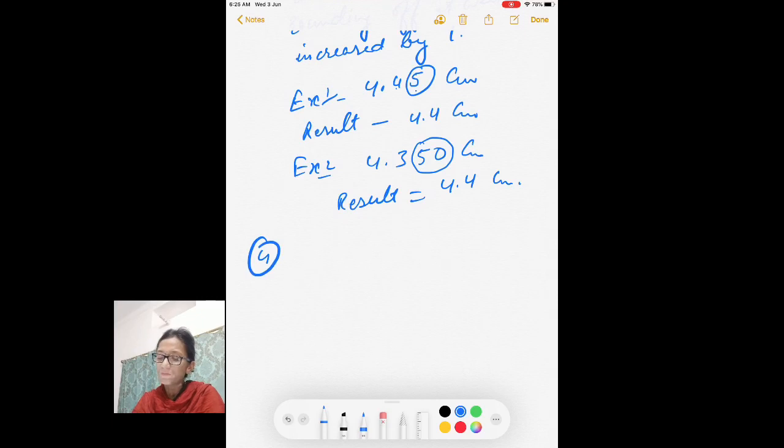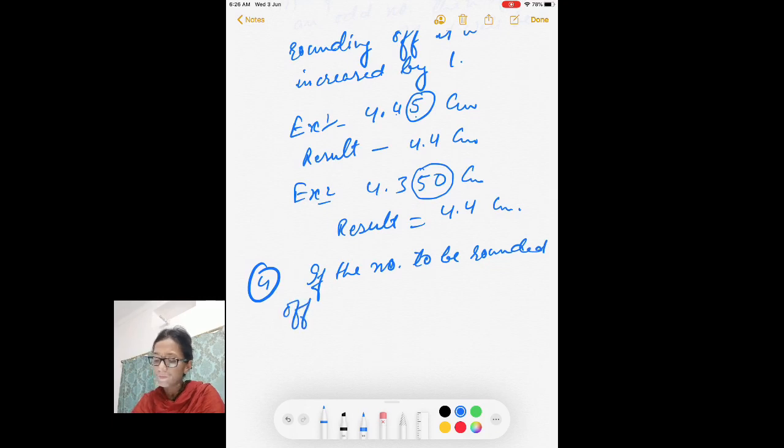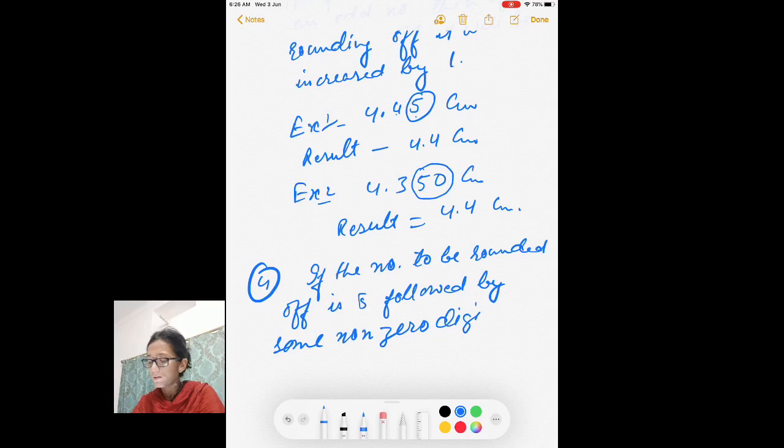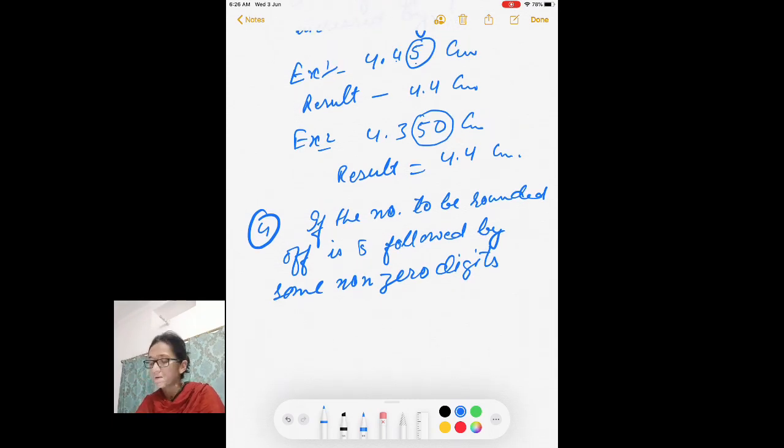Fourth rule: if the number to be rounded off is 5 which is followed by some non-zero digits, it means it is greater than 5. In that case, we should increase the preceding number.